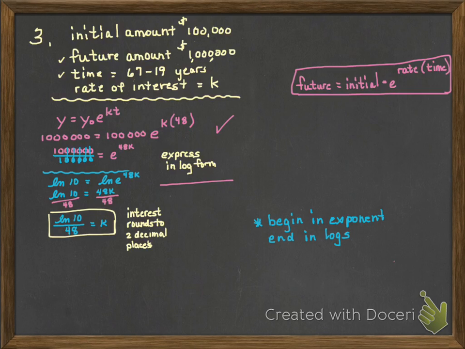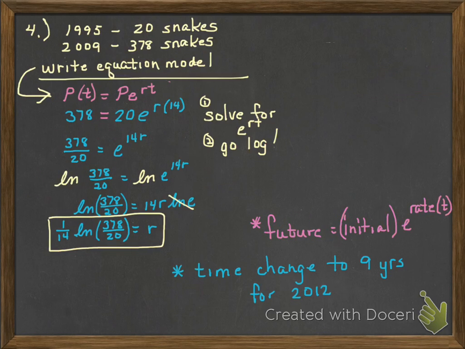Drop the exponential form and go log. Take the log of both sides. I did not finish these. I'll let you do that. I'm going through these pretty rapidly. I'm sorry, but I have a limit on my YouTube account.